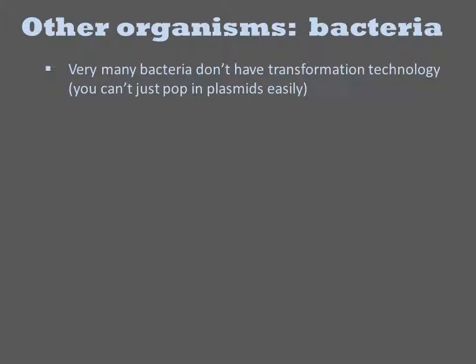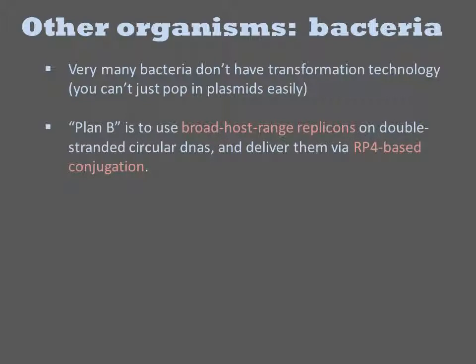Many bacteria simply can't be transformed. You just can't pop a plasmid into these organisms. In these cases, Plan B is to use broad host range replicons on double-stranded circular DNAs and deliver these via RP4-based conjugation. If there are no known replicons that work in the organism, you can also deliver a transposon via RP4 conjugation, and the DNA will hop randomly into the genome where it can replicate.